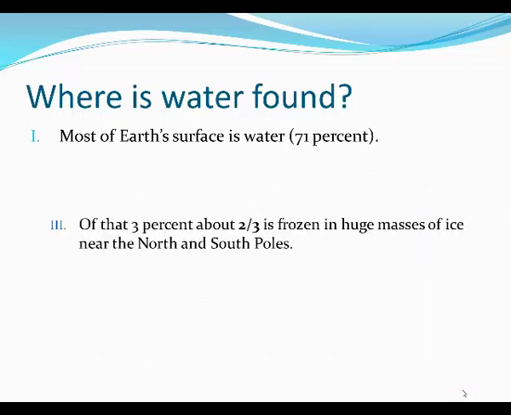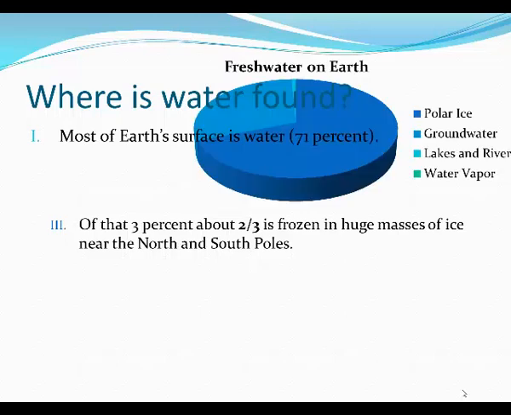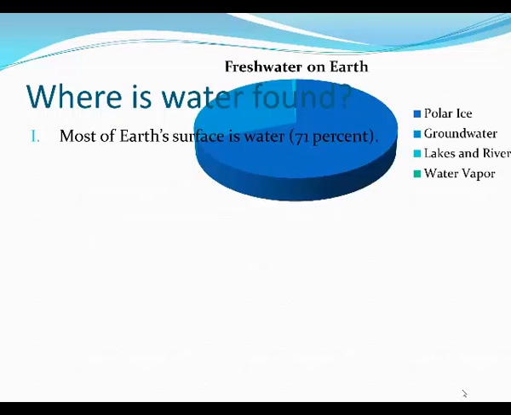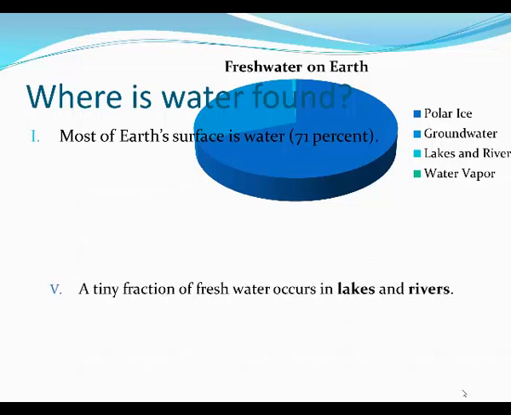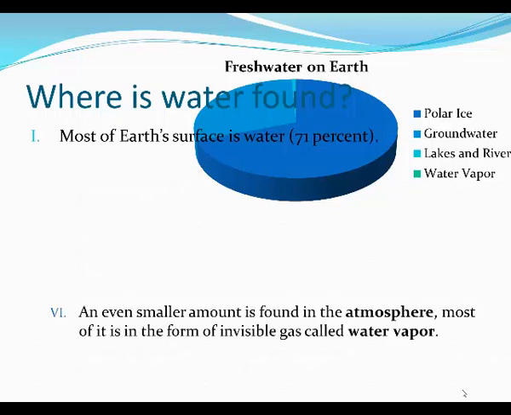Of that 3% that's fresh water, about 2/3 is frozen in huge masses of ice near the North and South poles. About 1/3 of the fresh water is underground. And a tiny fraction of fresh water occurs in lakes and rivers. And an even smaller amount is found in the atmosphere in the form of water vapor, that gaseous form of water.